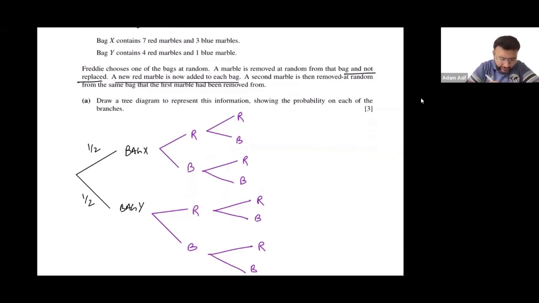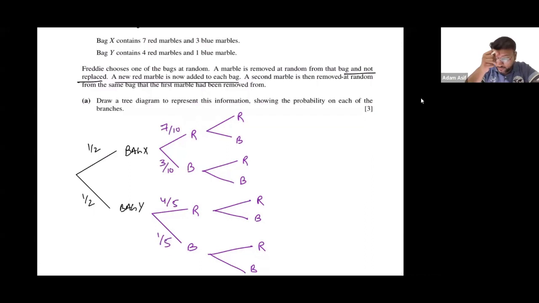I'm going to read this statement again. First, he chooses one bag at random. Then a marble is removed at random from the bag and not replaced, so it's without replacement. A new red marble is now added to each bag. So what is the probability of selecting a red marble in the first attempt? It's 7 upon 10, and the probability of selecting a blue marble is 3 upon 10. In bag Y, it's 4 upon 5, and the blue marble probability is 1 upon 5.